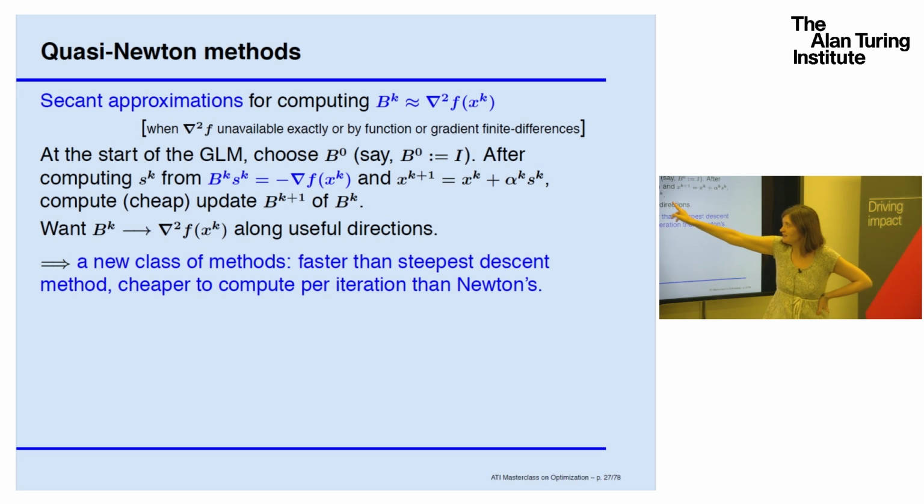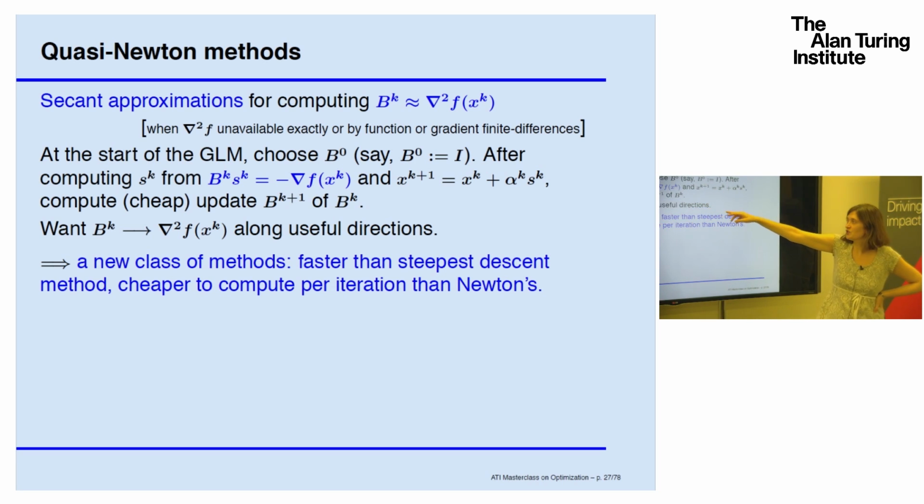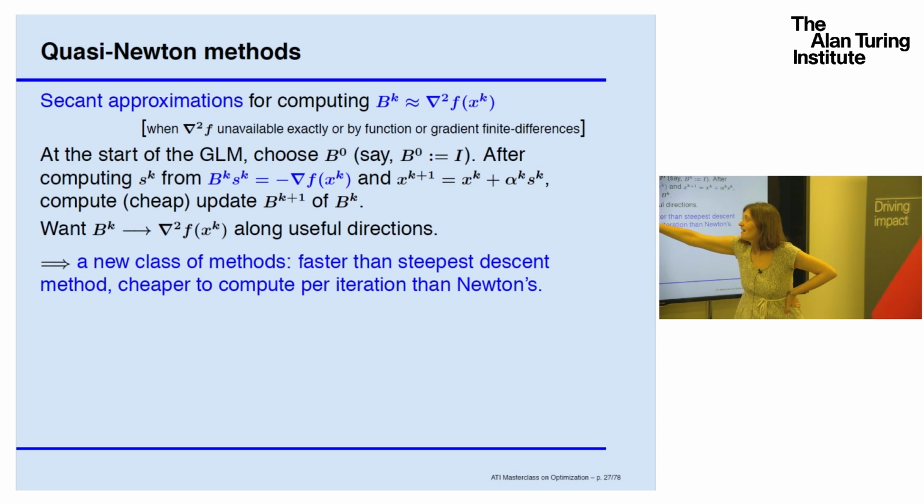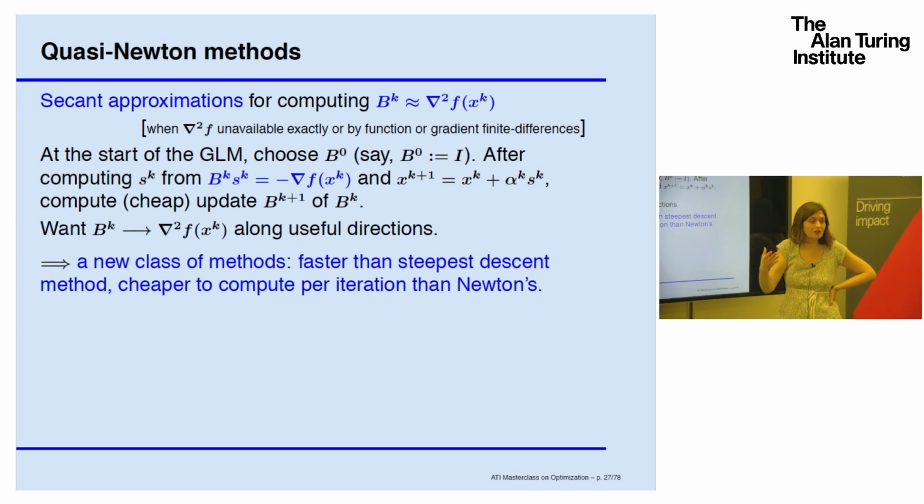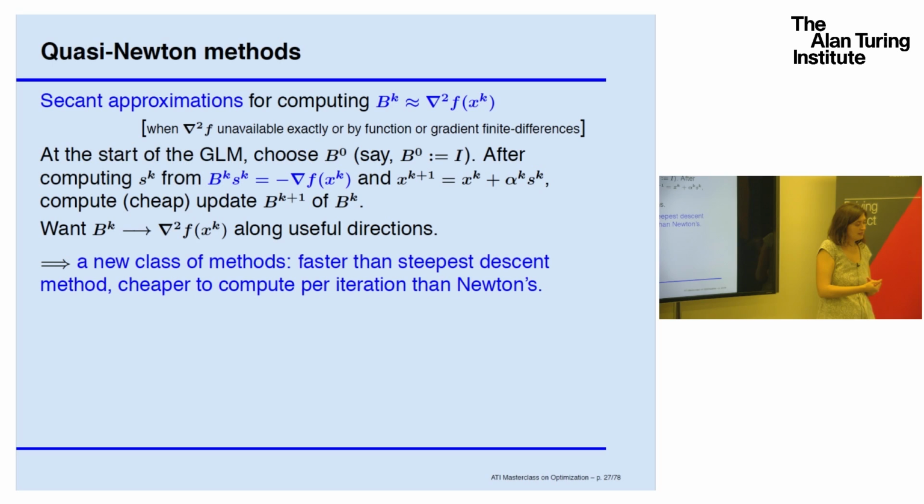And of course, you would like this matrix Bk to approach, sorry, this should be x star, approach the Hessian at the solution, and to contain some kind of curvature information along the way. So this gives rise to these quasi-Newton methods that are really sitting between steepest descent and Newton.